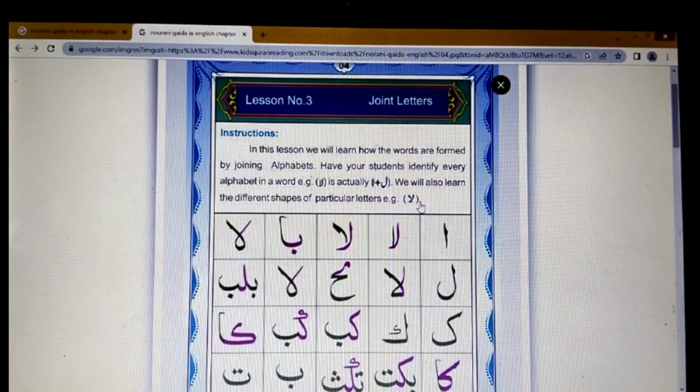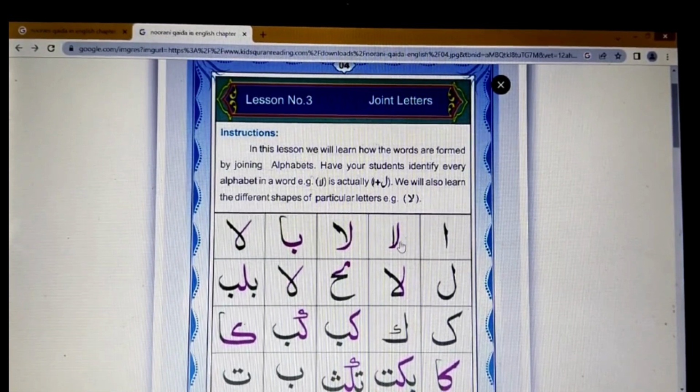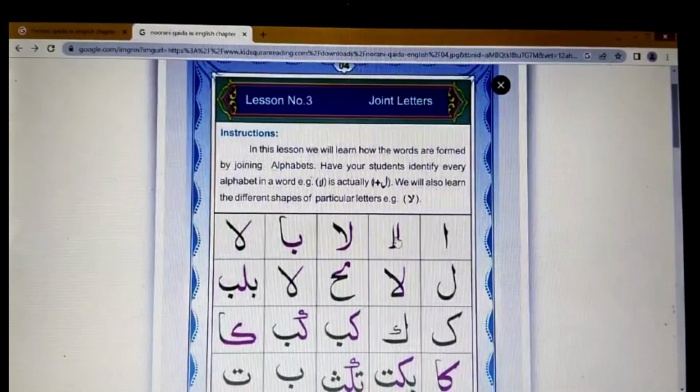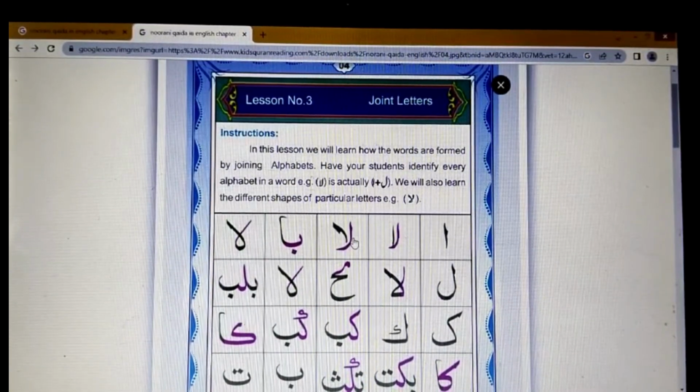For example, lam alif. As we know, this is alif, this word is lam, and this is alif, so we call it lam alif. This word is lam and this is alif, so we call it lam alif. The red part of this word is ba, and this is alif, so we call it ba alif. This word is also called lam alif. As we know, this is lam alif and this is also lam alif, but its shape is different.